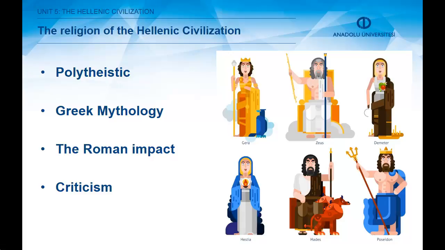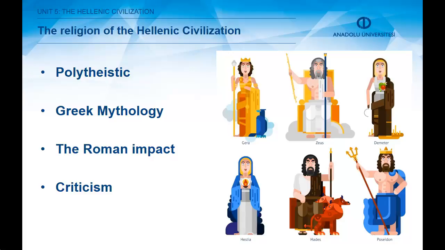They also had some domains, for example, Zeus as the lord of the sky and Poseidon as the lord of the sea. And this polytheistic feature was the most notable thing among the religious beliefs in Hellenic civilization.